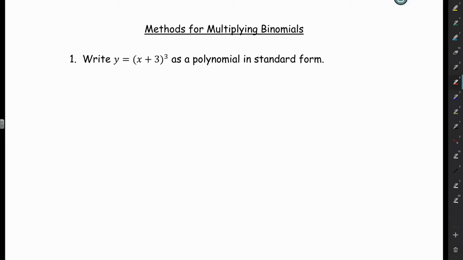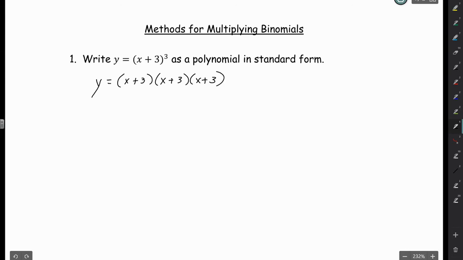Hi everyone, in this video we're going to be looking at methods for multiplying binomials. For the first question, it says write y equals (x plus 3) cubed as a polynomial in standard form. What you want to recognize right out of the gate is that we're being asked to multiply x plus 3 times x plus 3 times x plus 3.